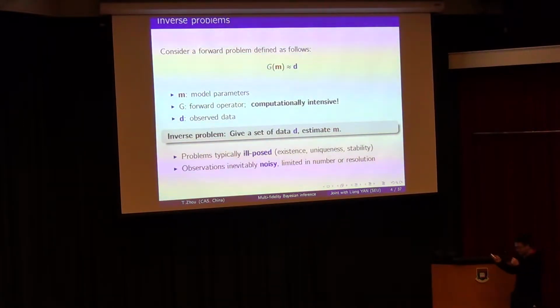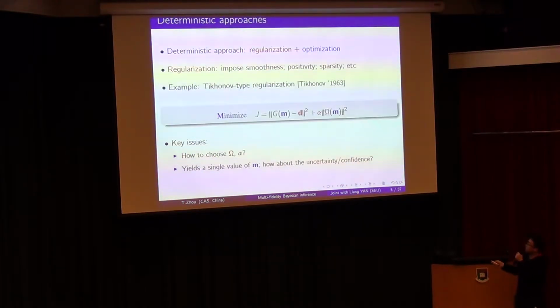Let's begin with this very general inverse problem. Here m is the input parameter which you want to recover, and d is the observed data, maybe with noise, and G is the general forward operator. This is the general framework for inverse problems.